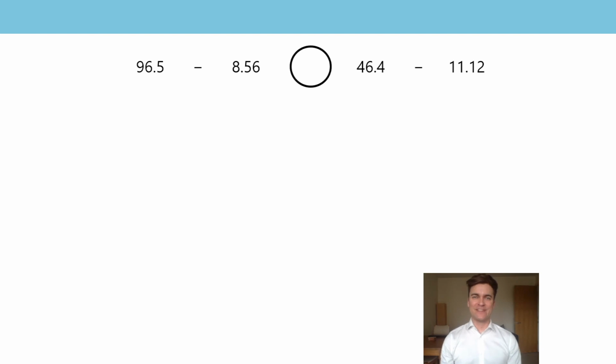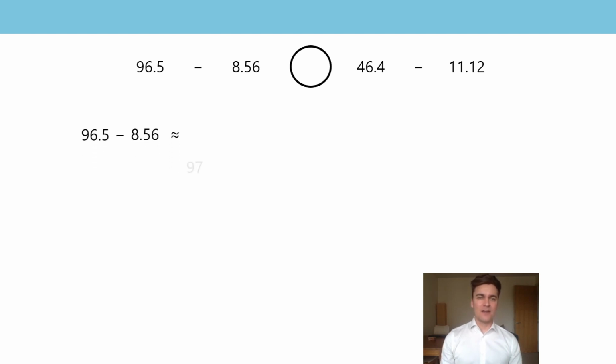Okay, ready. Here's the first problem. 96.5 subtract 8.57, 46.4 subtract 11.12, missing symbol. What's it going to be? Hold up your paper, let me have a look at how you've approached it. Can I see anyone that's used approximation, that's rounded those numbers? And then, which type of approximation strategy have you used? Here's how I've solved this one.